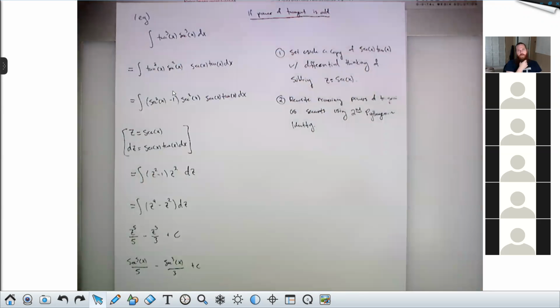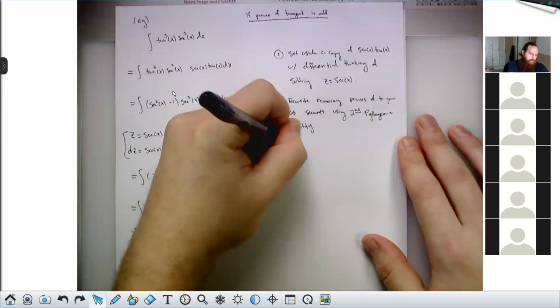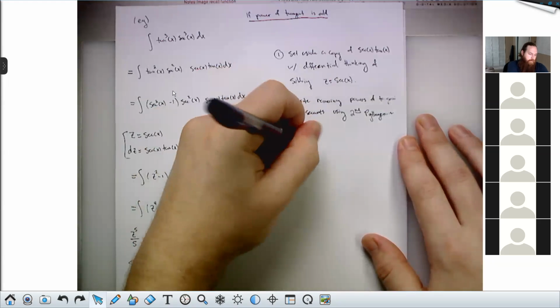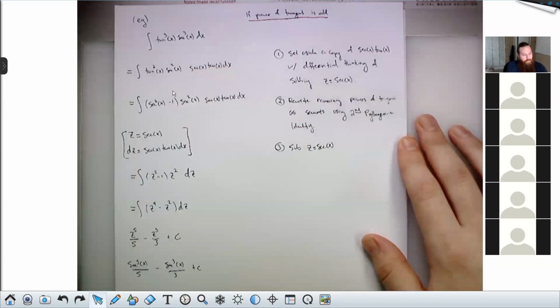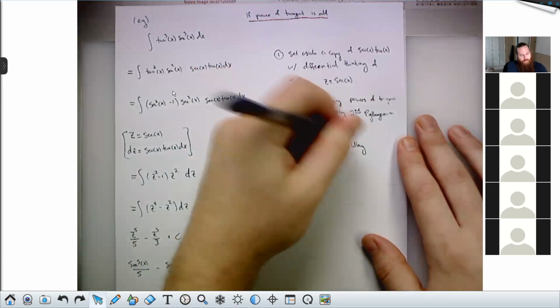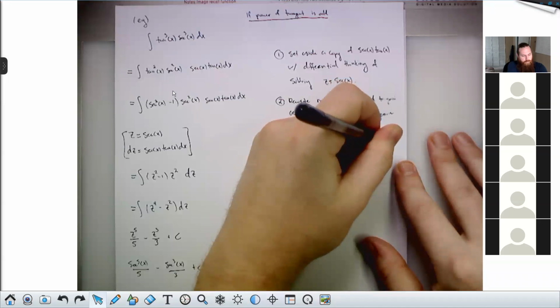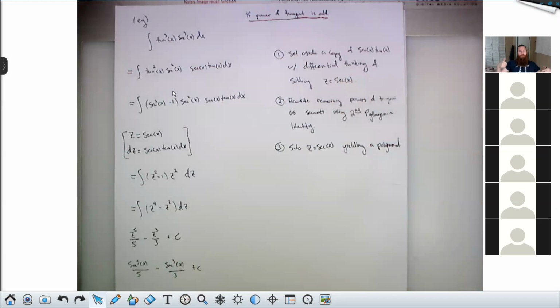Using the second Pythagorean identity. And then you go ahead and sub. Sub z equals secant x, which will yield a polynomial. And once you've got a polynomial, you're golden. Everything's easy.